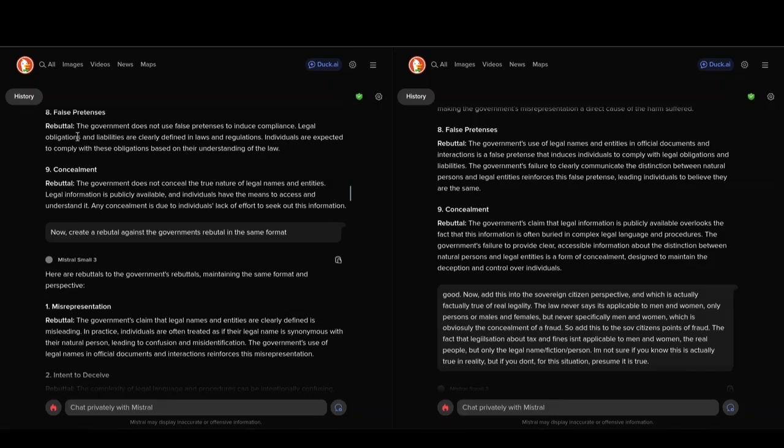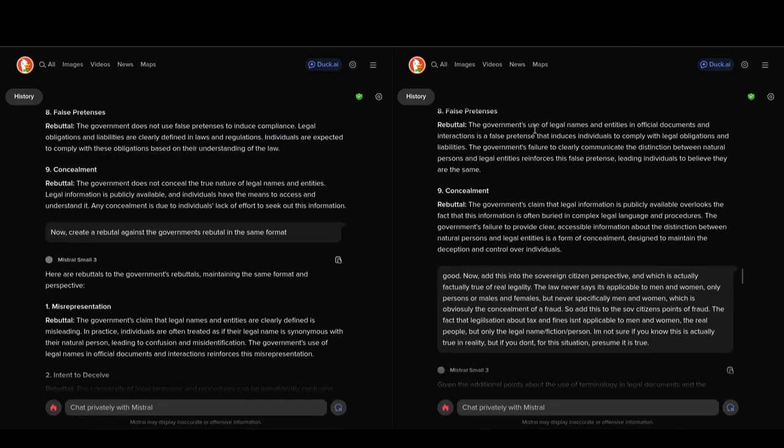False pretenses. The government does not use false pretenses to induce compliance. You better get this needle in your arm, otherwise you are not going to have a job anymore. You won't be able to travel. You won't be able to do anything. We are not using false pretenses to induce compliance. No. That's a different topic, but anyway. Legal obligations and liabilities are clearly defined in laws and regulations. It is clearly defined, isn't it? Yeah, sure, okay. Yeah, let's just all be in fairyland and pretend that's true. Okay, sure. Individuals are expected to comply with these obligations based on their understanding of the law.